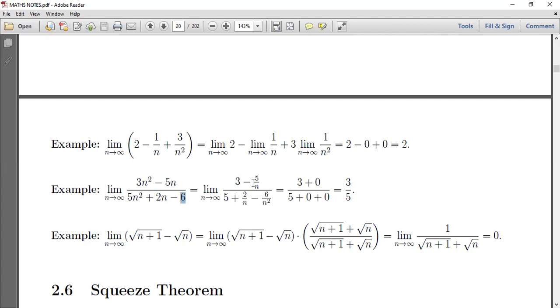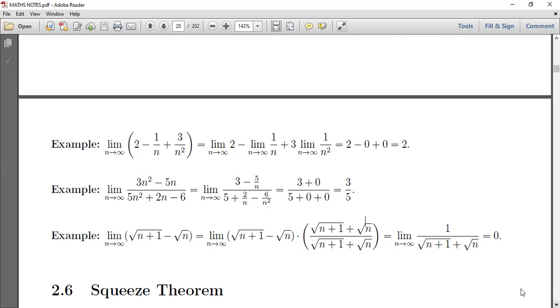So all the terms with n in the denominator approach 0. This one approaches 0, this one approaches 0, this one approaches 0. So on the numerator, we have 3. On the denominator, we have 5. So the limit of this whole thing is 3 over 5. That's how we get the limits.